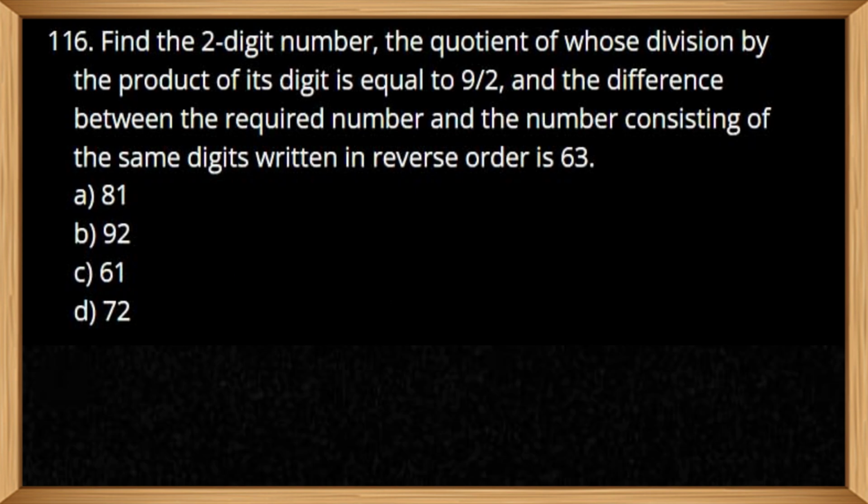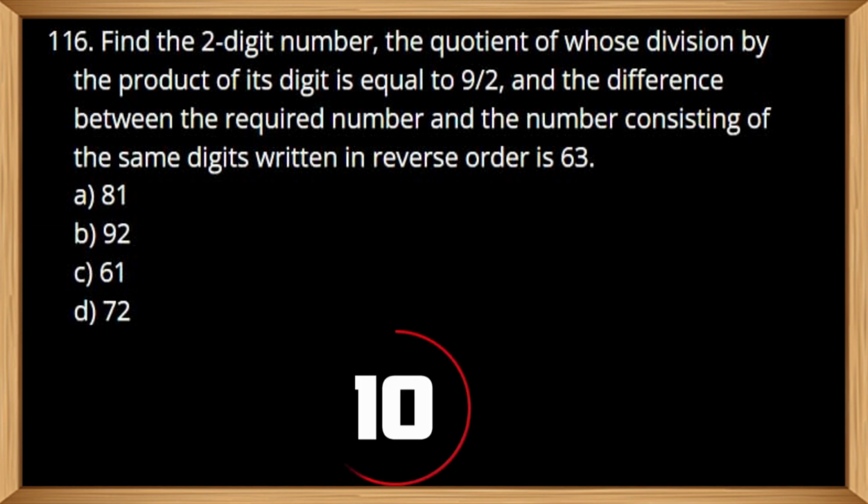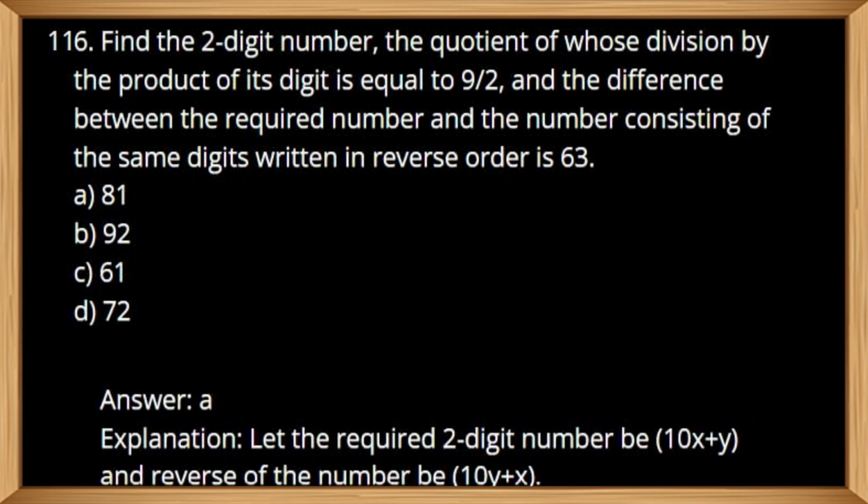Find the two-digit number, the quotient of whose division by the product of its digits is equal to 9 by 2 and the difference between the required number and the number consisting of the same digits written in reverse order is 63. Option A 81.